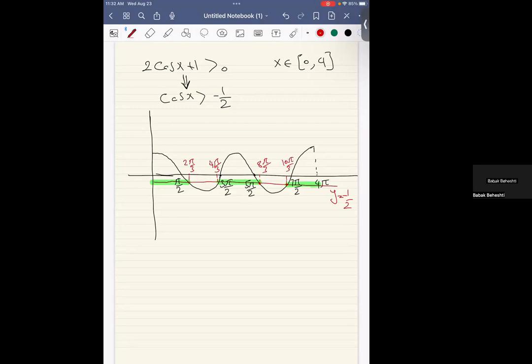That's it. So that means x must be in what intervals? x is in these intervals: from 0 to 2 pi over 3, union with 4 pi over 3 to 8 pi over 3, union with 10 pi over 3 to 4 pi. Right? So that is the first region. This is the second region, and that is the third.